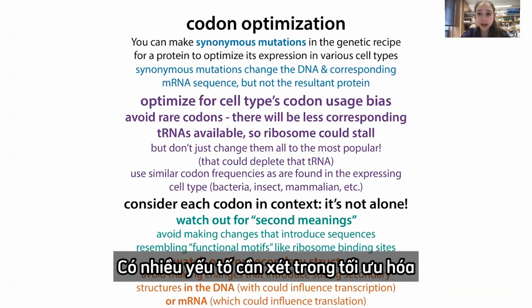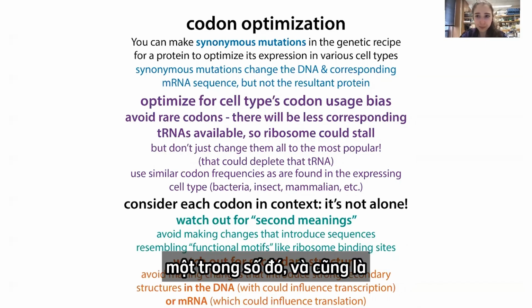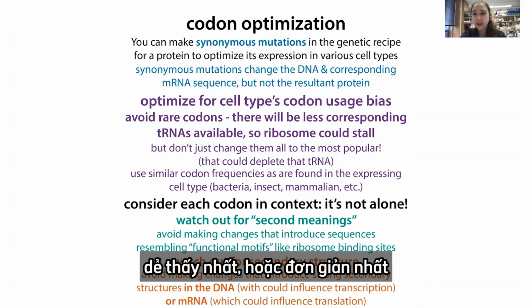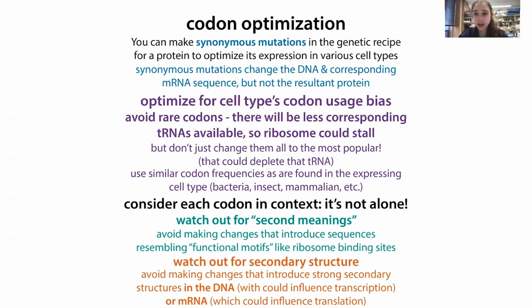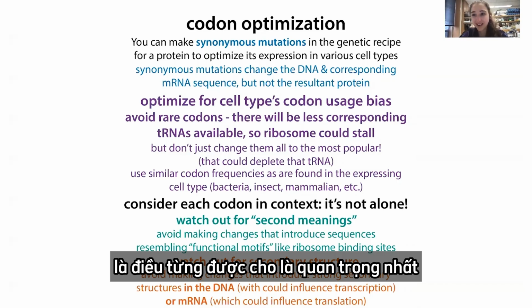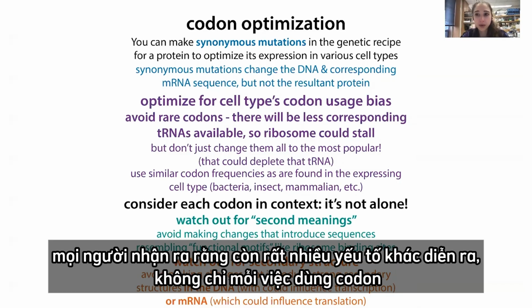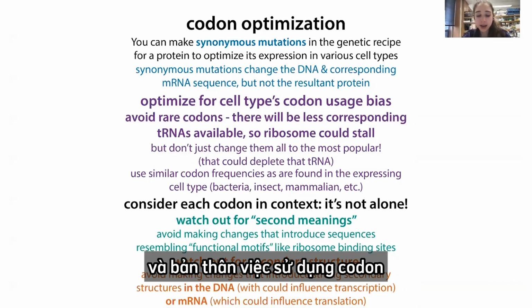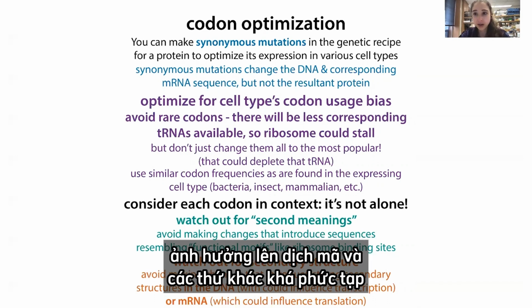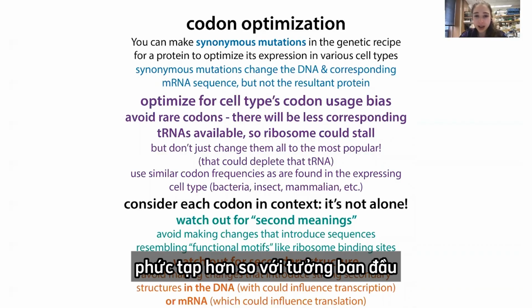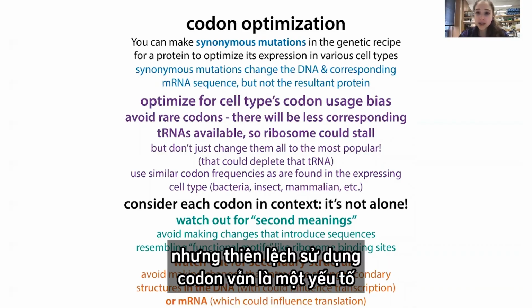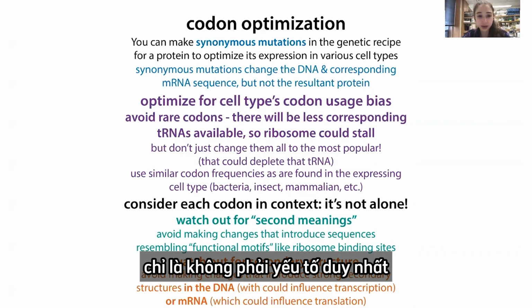There are different things that go into optimization. One of them, and the most obvious and simplest, used to be thought of as the main thing. Now people are recognizing that there's a lot going on other than just codon usage, and that the effects of codon usage on translation and protein expression are more complicated than they would originally seem. Still, codon usage bias is a factor, just not the only factor.